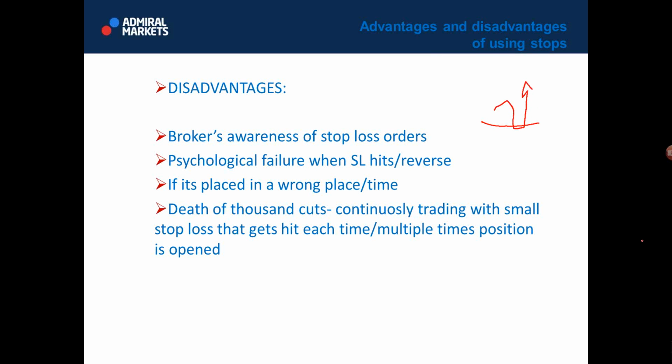Then also death by a thousand cuts: continuously trading with a small stop loss that gets hit each time, with the position opened multiple times. So if this is your entry and your stop is too tight, what will happen is you will get stopped out, and again the trade will reverse, and if you weren't stopped out, your trade would be in profit. Then it can happen again: you open your order there, but your stop loss is still really small, it can get hit, and the trade will continue in your direction.